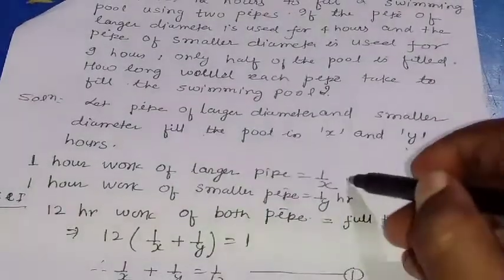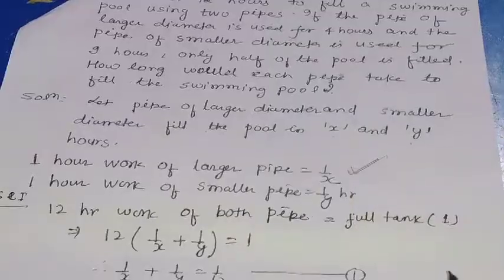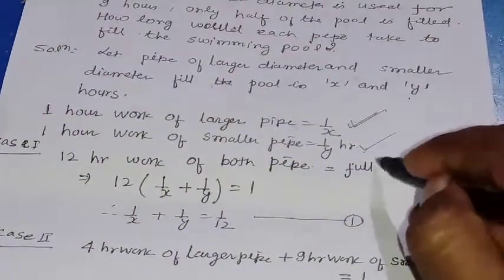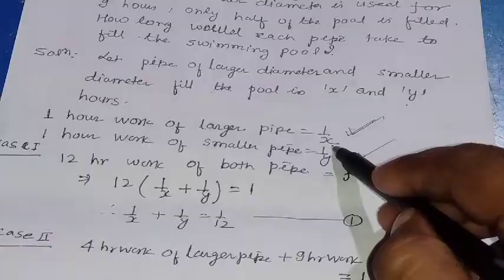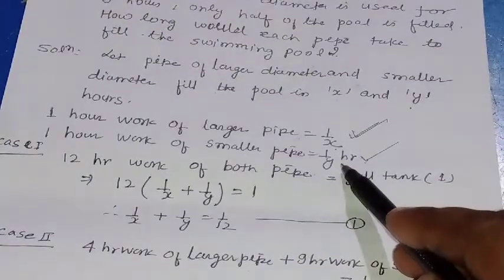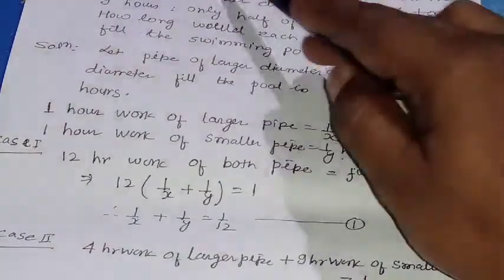At first, what we'll do, we'll find out 1 hour work of larger pipe and 1 hour work of smaller pipe. So 1 hour work of larger pipe will be 1 by x, and 1 hour work of smaller pipe will be 1 by y. How many hours are they working to fill the tank?